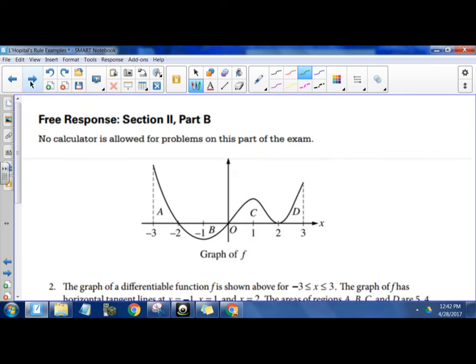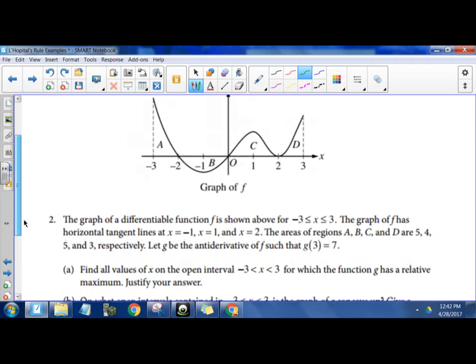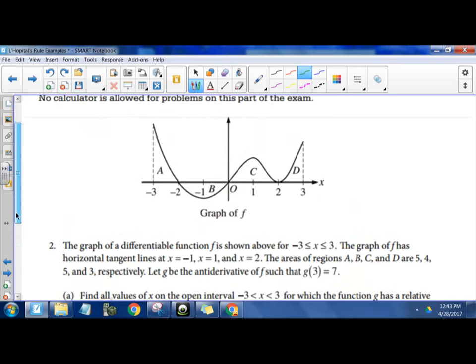It's a free response question. No calc is allowed on this exam. And we're going to jump down to question C. So let's read the problem first, just so we get an idea of what's going down.